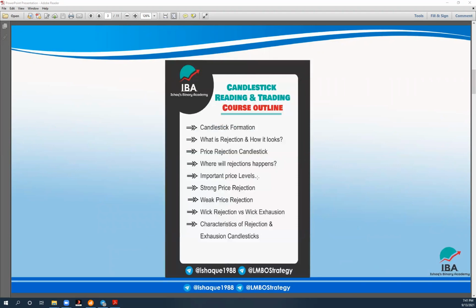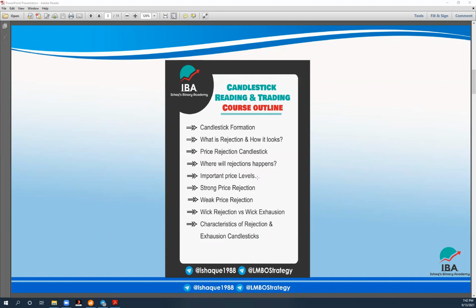We need to understand the candlestick formation, and then what rejection is and how it looks. Then price rejection candlesticks: which are the price rejection candlesticks, where these types of candles happen mostly, and which are the important levels where the rejection candlesticks happen. How to identify a strong price rejection and how to identify a weak price rejection.